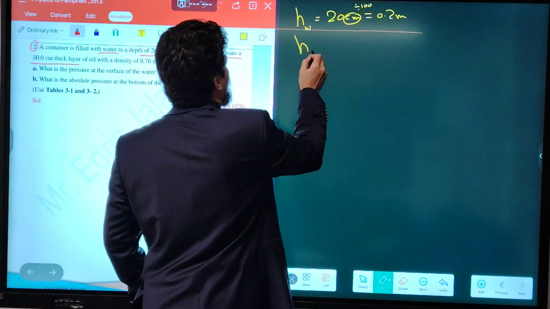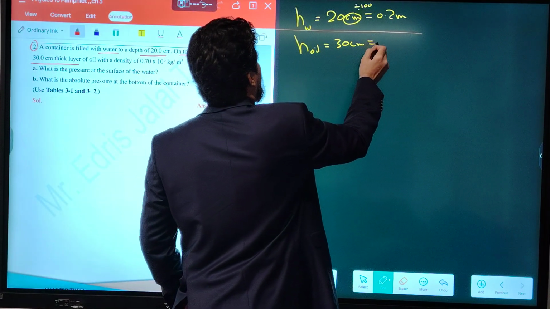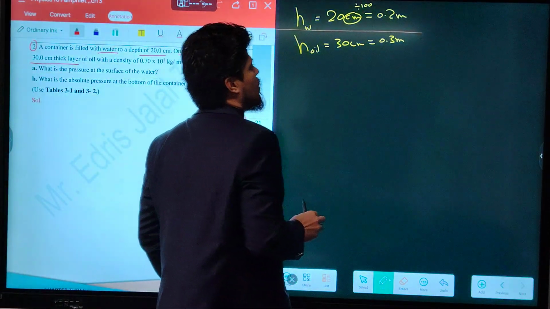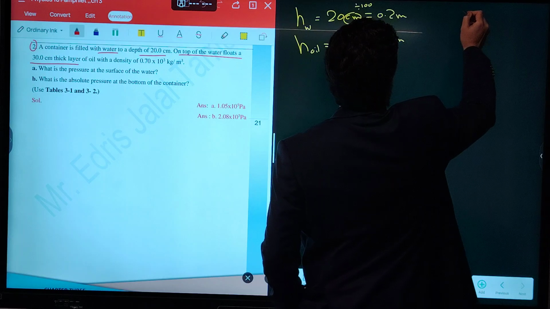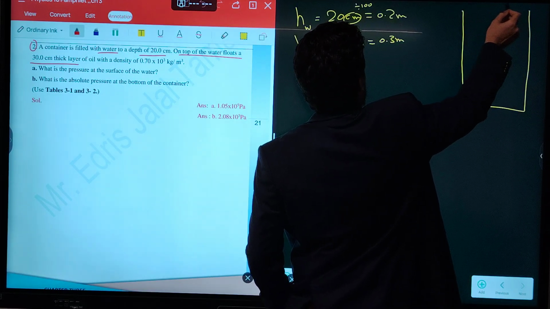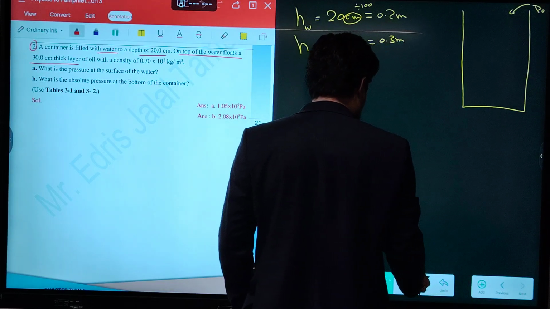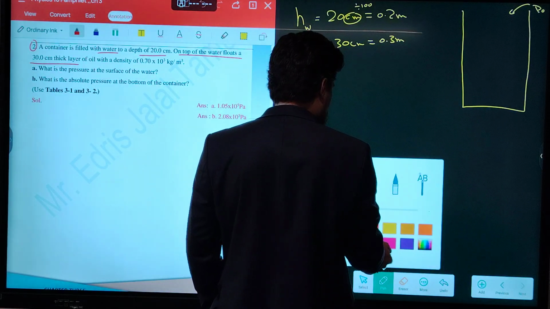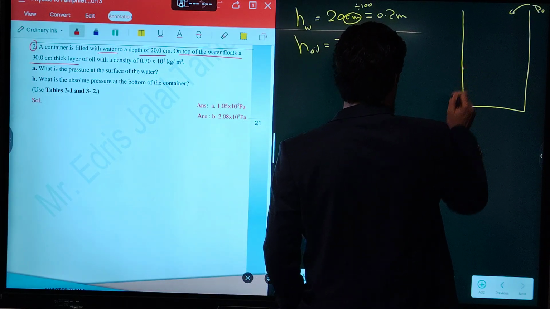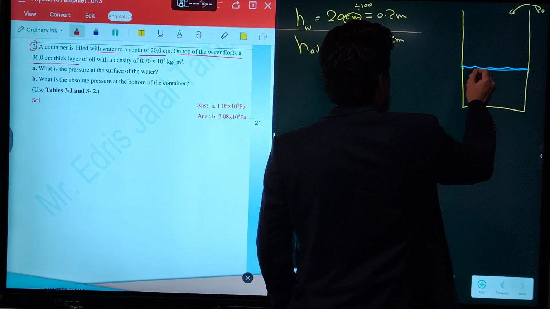So we have height of oil. We have two fluids, guys. 30 centimeter, which is equal to 0.3 meter. Okay? This is the height of the oil. Now we have a container. Guys, look. The top of the container is open, so there is atmospheric pressure. How many centimeter layer of water do we have in this container? We have a 20 centimeter layer of water.